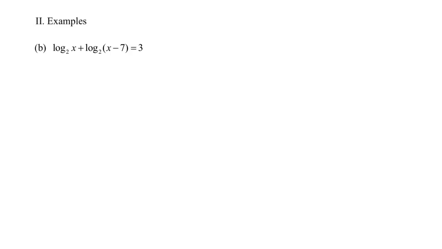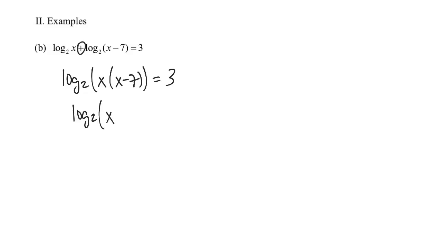Okay, here in example B, we are going to have to use the product rule here in order to condense this into a single logarithm, and the fact that there is a plus sign here tells me that it is going to be product rule, and so this is going to say log base 2 of x times x minus 7 is equal to 3. Now you can go ahead and multiply those two things together in the same step if you want to do that. I'm just trying to go a little slower just to show you what's going on.